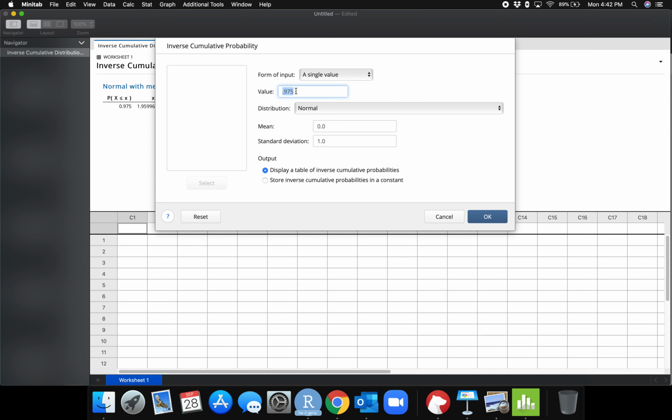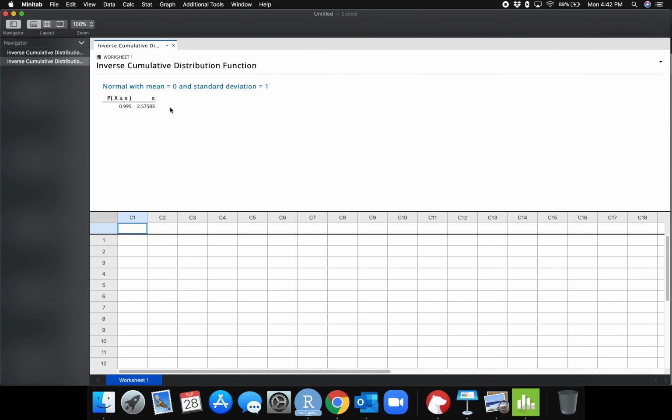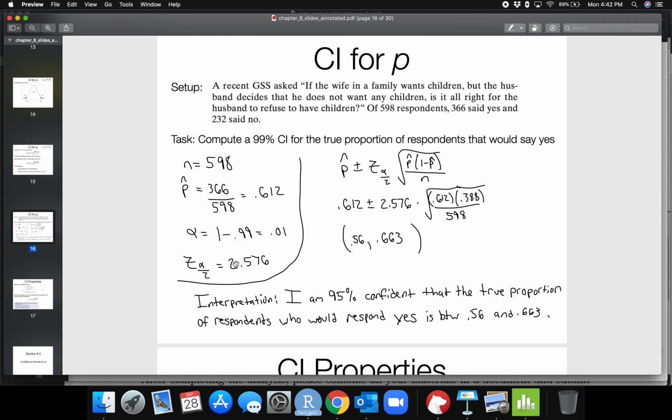Which means if I split that in two, 1% is half a percent, or 0.005. And so what I'm looking for is 0.995, which is 0.99 plus 0.005. So when I click OK, I get 2.5758, which I round to 2.576. And so that's how I got my z sub alpha over 2.